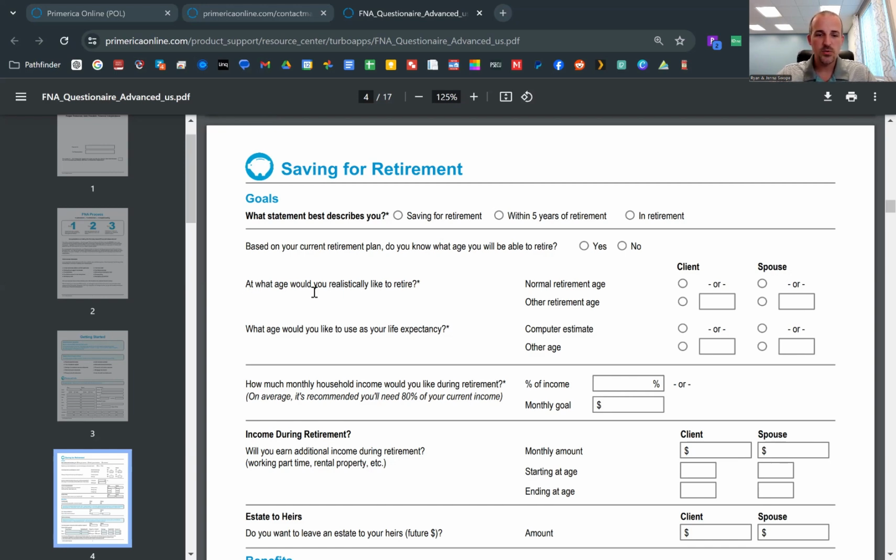So at what age would you realistically like to retire? What I usually say is, hey, last week and next week are not valid options for this next question, but realistically speaking, when would you like to retire? When would you like to be able to not work for money anymore? Because some people want to work forever.